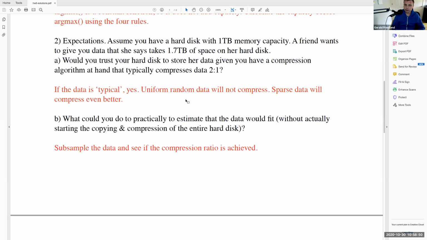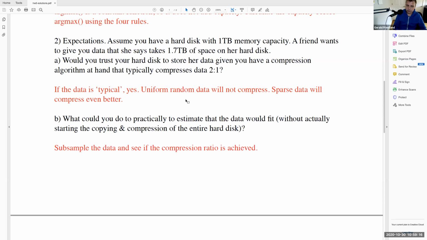But the problem is that takes a while, right? So obviously you can just copy. But another way to do it is you start to subsample maybe 10% of the data, maybe 1% of the data, and see if that is compressible. And if that's compressible, then you start with a larger sample and so on and so forth, and then you can get an approximation of whether it can be compressed or not.